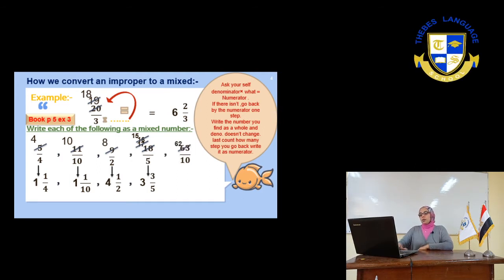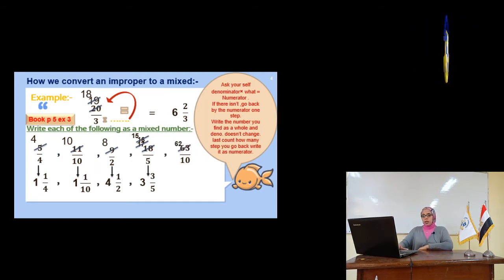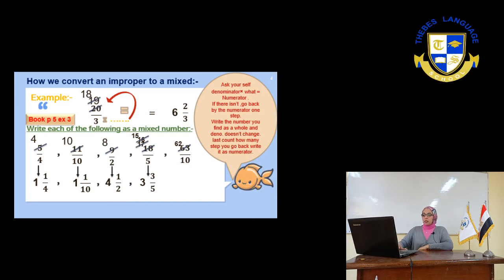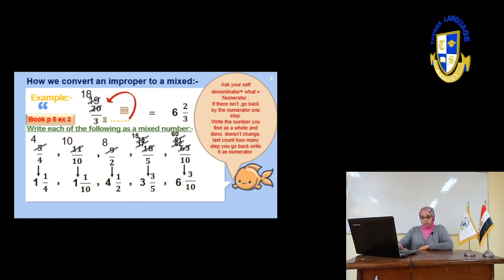Last one, 63 over 10. Now ask yourself, 10 times what equals 63? No. Back. Back again. And back again to reach 60. Now 10 times what equals 60? 10 times 6. So the whole will be 6. The denominator 10, and for the numerator, we have 3 steps here, so it will be 6 and 3 over 10.